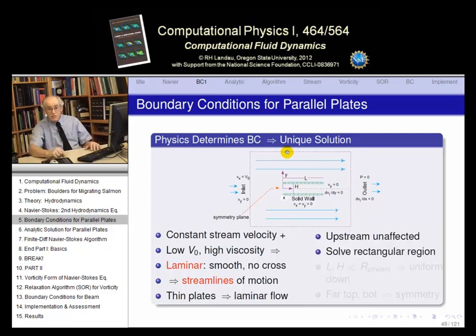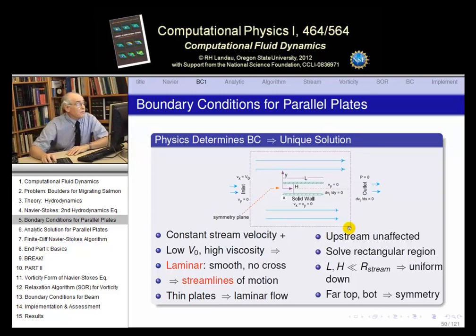We have to solve the problem in a finite region. So here, as I've drawn it, we have some rectangular region where we solve the problem. That's our region. And we'll assume that L, the length of the plates, and H, the height of the plates, are much smaller than the actual size of the stream, R stream, and so therefore we have to have uniform flow down the stream once we get away. We had it to start with at the top, which is reasonable.